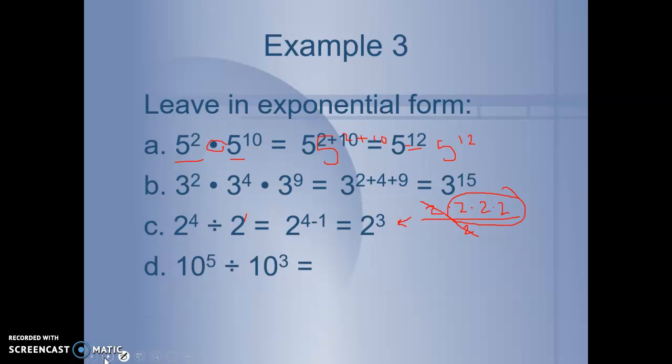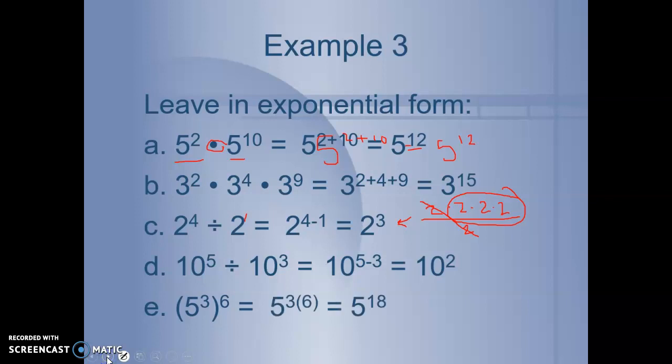All right, what about this one? 10 to the fifth divided by 10 to the third. Try that on your own. If you recognize, use the quotient rule of exponents and get 10 to the fifth minus third, then that gives you 10 to the second. Nice job. 5 to the third raised to the sixth power.